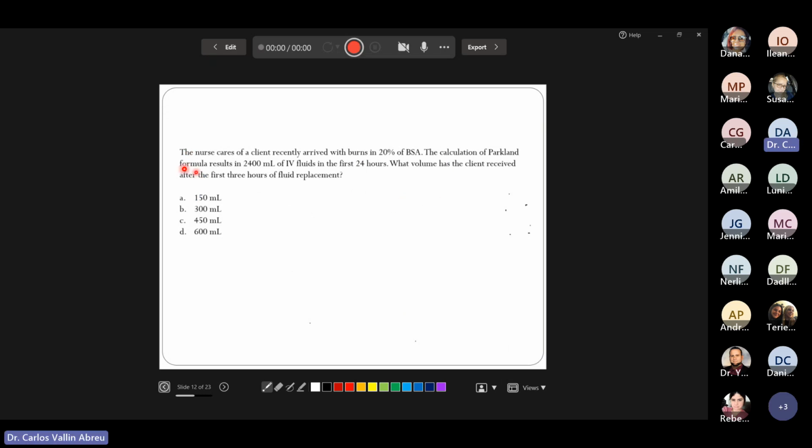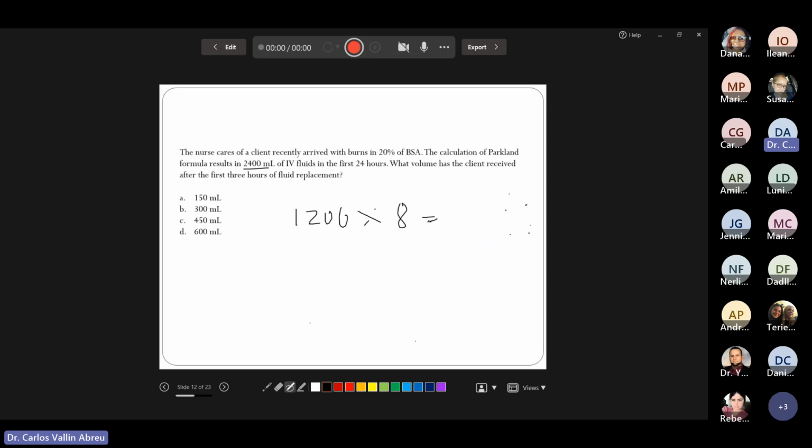Let's see this other question. The nurse cares for a client who arrives with burns of 20%. The calculation with the Parkland formula is 2,400 milliliters of fluid in the first 24 hours. What volume has the client received after the first 3 hours of fluid replacement? So how do you do this calculation? Very simple. Half this volume, so 1,200, needs to be passing in 8 hours.